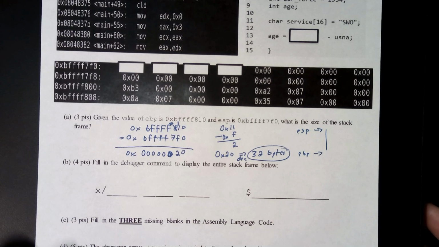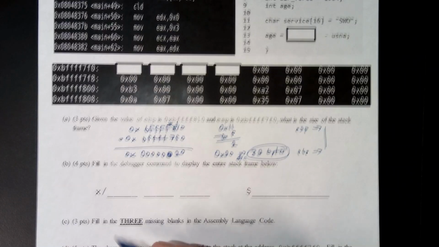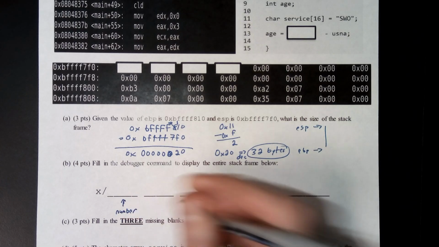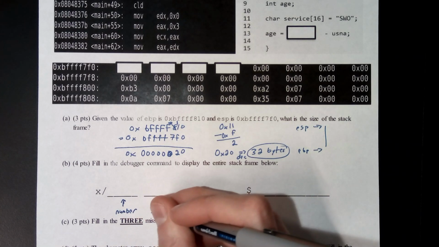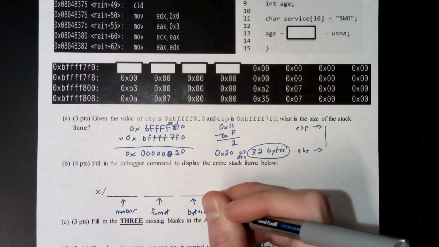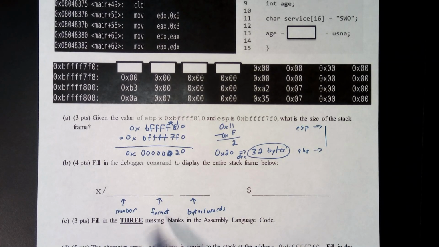Part B, fill in the debugger command to display the entire stack frame below. So our blanks here are number of things, this is the format, and this is bytes or words that we're going to fill in. There's a great reference for all of the options for format in the notes. Recommend having that on your cheat sheet for the exam.